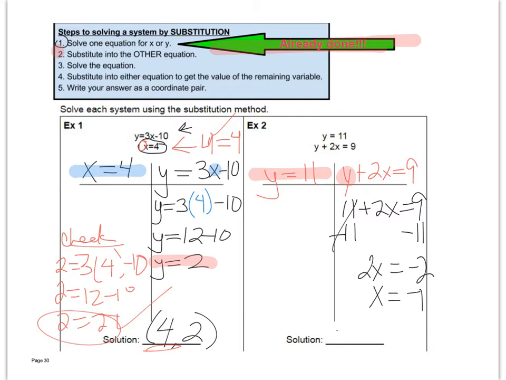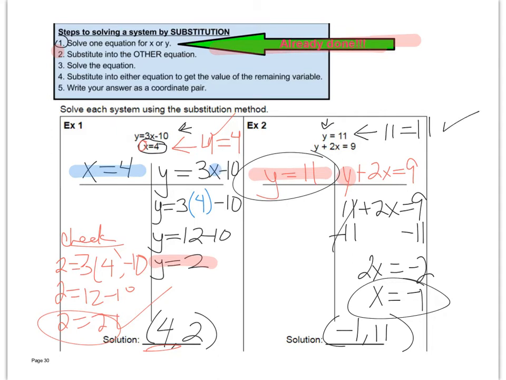So we're going to put that in, negative 1, comma, 11, because we know x is negative 1 and we know y is 11. If you want to check, you put them into both equations. I know y is 11, so I'm going to put y in right here. So I get 11 equals 11. Well, that's true.